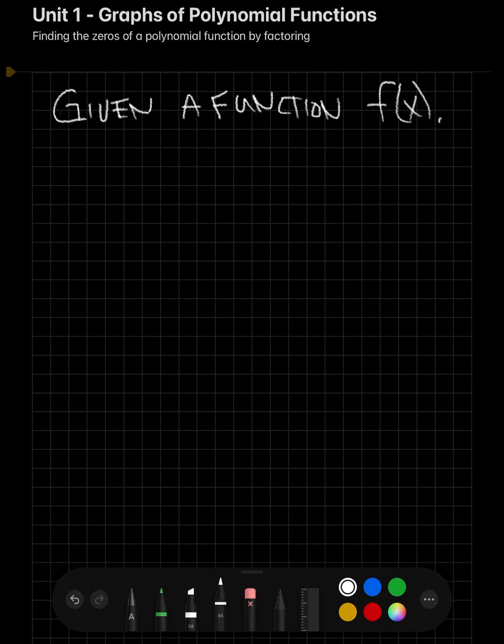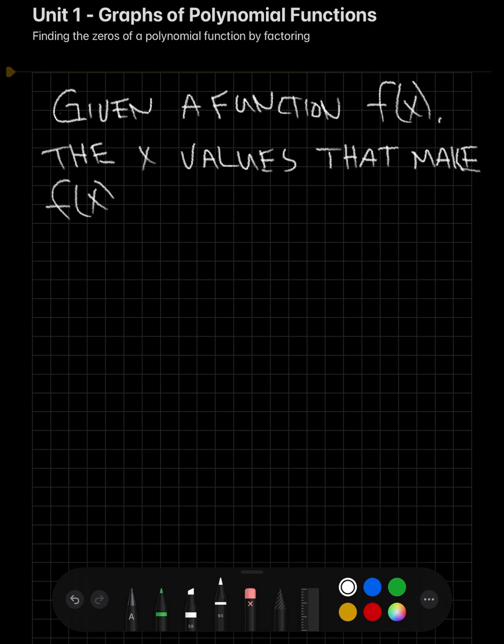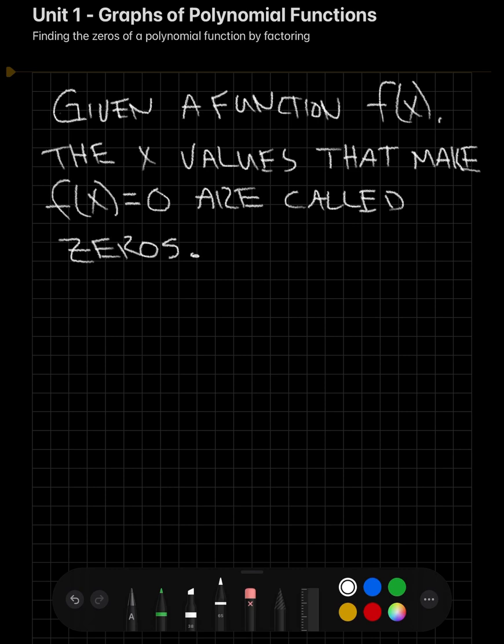f of x. The x values that make f of x equal 0 are called the zeros, and they're very important. They're very important in this course. We're going to talk a lot about zeros of functions.